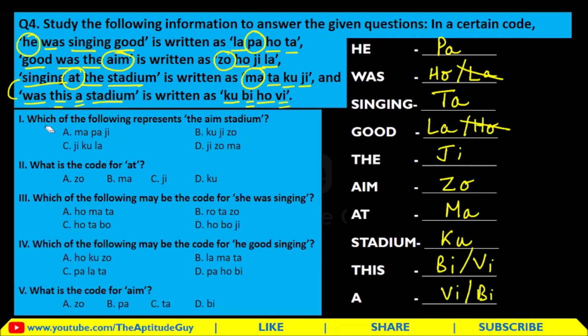Question number 1. Which of the following represents the AIM Stadium? The AIM Stadium. G, Zo, Ku. In any order. The order does not matter. So we have Ku, Ji, Zo. The first answer is option B. Some people answer it as option D because they see G and Zo, they mark G and Zo, they forget about Ma over here. You have to get all the codes to get this correct. What is the code for at? At is definitely Ma, so the answer is option B.